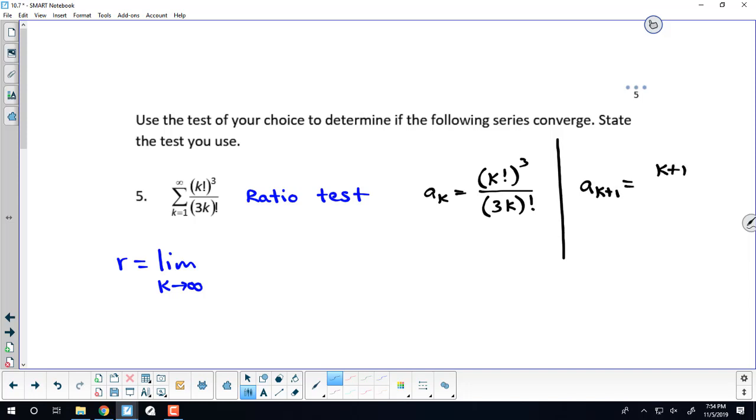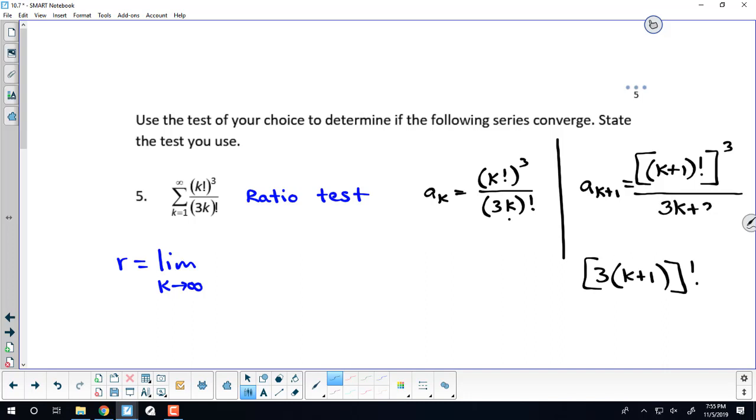So a sub k plus 1 over a sub k. K plus 1 factorial, that quantity is cubed, over this k right here gets replaced by k plus 1. So we're saying that that's 3 times k plus 1, but that quantity's factorial. So this whole thing factorial. So that's 3k plus 3 factorial.